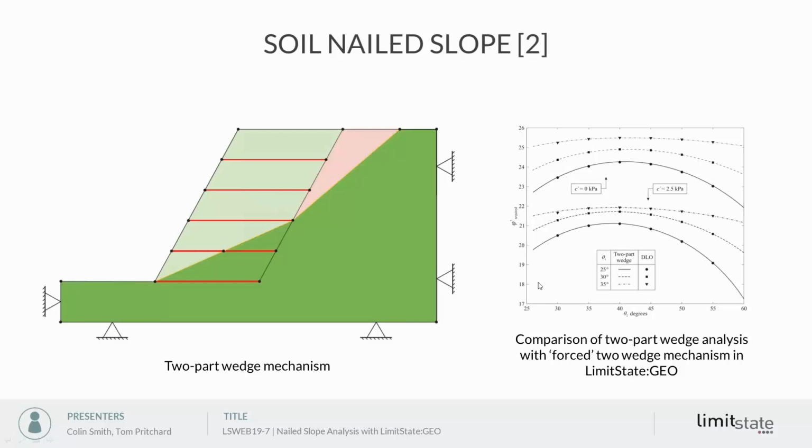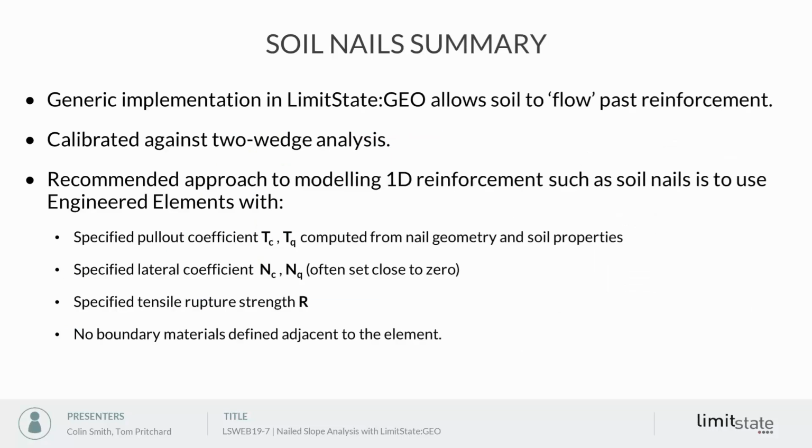If the software is allowed to find the critical failure mode, then of course it finds lower factors of safety because it's not constrained to just one particular type of failure mode. So to summarize, the implementation of reinforcement elements in LimitState GEO allows soil to flow past reinforcement. It's been calibrated against two-wedge analysis and many other analyses.